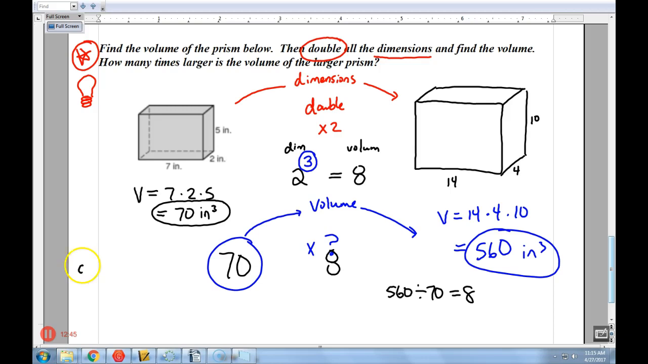So for instance, if the dimensions are 4 times bigger, the volume is going to be 4 to the third times bigger, or 4 times 4 times 4, 64 times larger. So if you increase all the dimensions of a box by a factor of 4, it can hold 64 times the amount that it used to hold. So that's the key, that's the bigger idea for today. Whatever happens with the dimensions, the volume is to the third power times bigger.